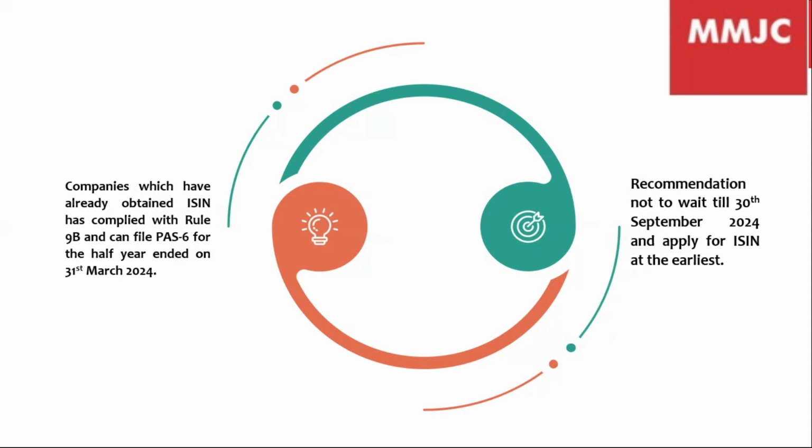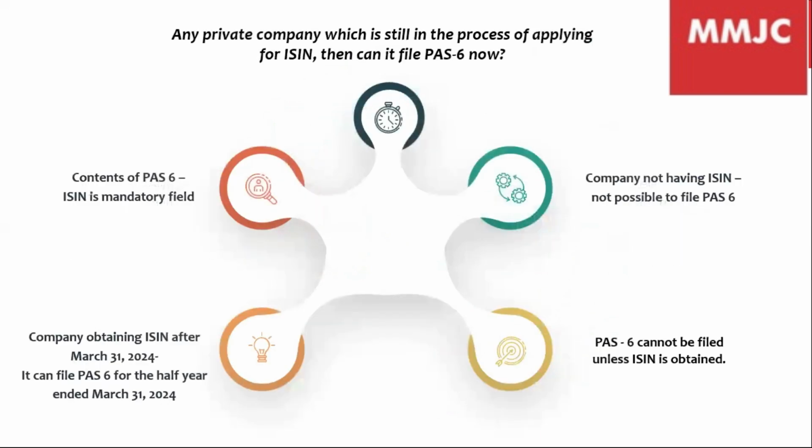So tell me one thing, if there is a company which is still in the process of obtaining ISIN, is such a company required to file Form PAS-6? Actually, if we refer to the contents of Form PAS-6, the ISIN is a mandatory field. Hence, if a company does not have ISIN, then it will not be able to file PAS-6. If a company has got ISIN after 31st March 2024, then also it can file PAS-6 for the half year ended on 31st March 2024. But this form cannot be filed until and unless ISIN is obtained.